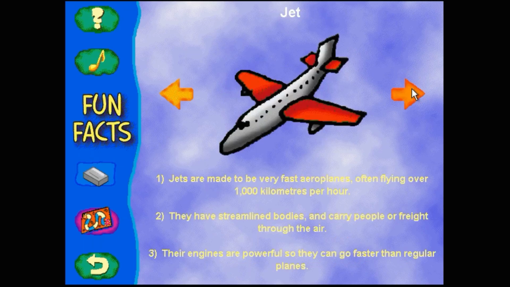Jet. Jets are made to be very fast aeroplanes, often flying over 1,000 kilometres per hour. They have streamlined bodies and carry people or freight through the air. Their engines are powerful, so they can go faster than regular planes.